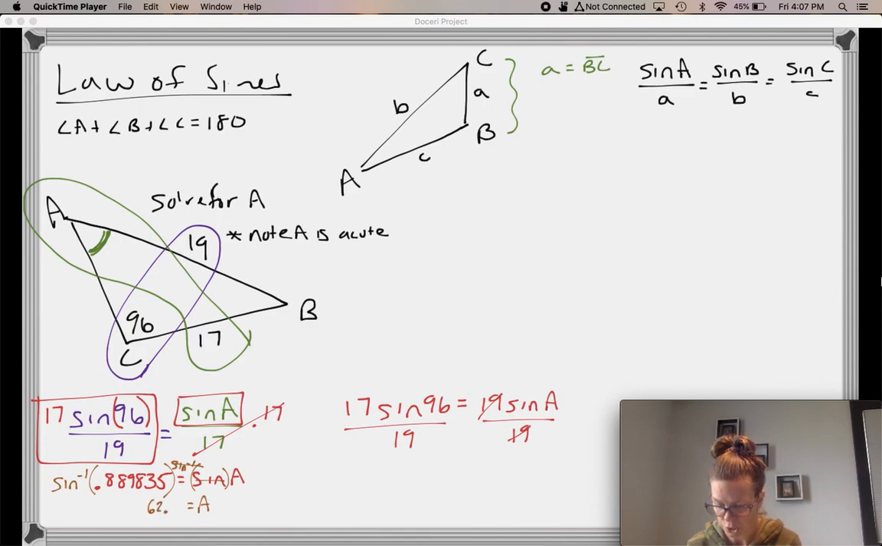So I got 62.85. I believe Khan Academy usually wants you to go to the nearest degree. So we're going to say 63 degrees, which is smaller than 90. So that's good. That answer makes sense. And that is our answer for this question.